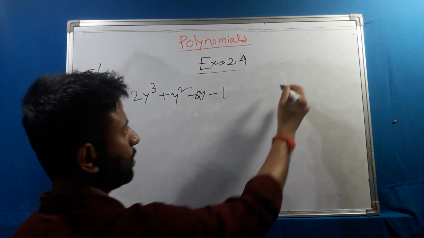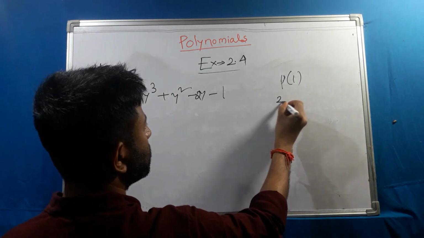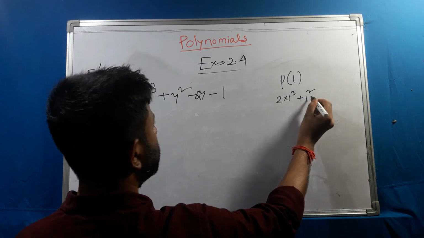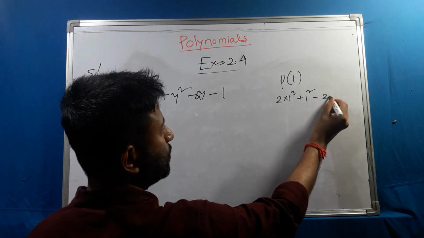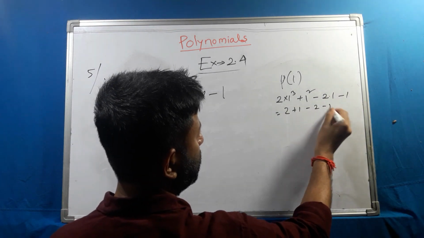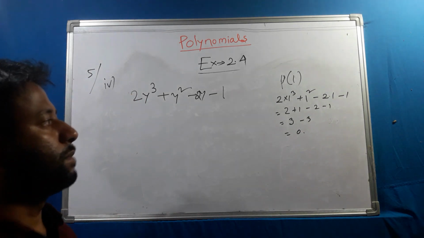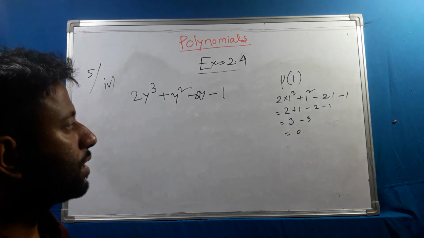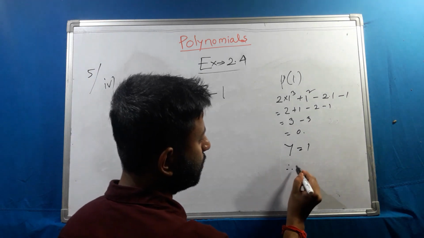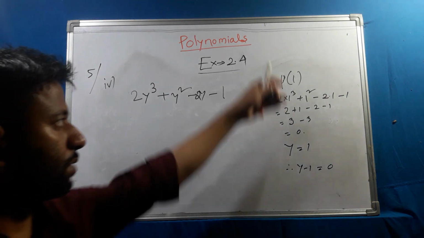मैं क्लास 1 से ट्राई कर रहा हूँ। जब मैंने x का वैल्यू 1 लिया, तो ये 2 इंटू 1 क्यूब प्लस 1 स्क्वायर माइनस 2 इंटू 1 माइनस 1, सो 2 प्लस 1, यहाँ पे माइनस 2 माइनस 1, तो प्लस 3, यहाँ पे माइनस 3, दैट इज 0। मतलब जब मैं 1 ले रहा हूँ तो इसका वैल्यू 0 आ रहा है, तो y इक्वल टू 1। ठीक है, जब y इक्वल टू 1 होगा तो y माइनस 1 इक्वल टू 0 होगा। इज इट क्लियर? ये बात समझ में आई?